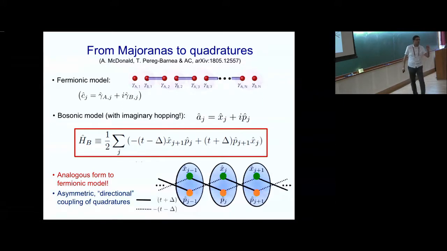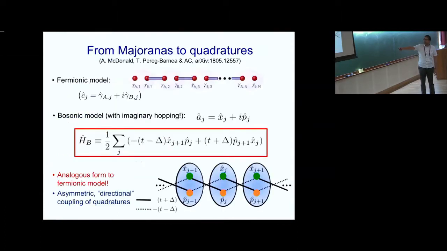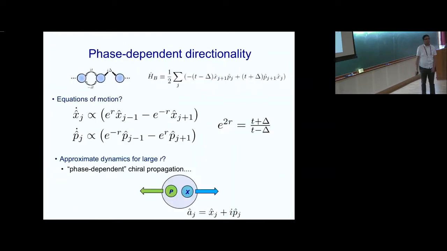And I'll take one more minute and then finish up. So again, it looks very, very similar to what you have in the fermionic case. But what are the implications of this? And the most striking implications are in terms of dynamics. So if I look at the equations of motion, again, for these quadratures, think of them as half a photon, I see X's are only coupled to X's, P's are only coupled to P's. I see equations that are sort of asymmetric spatially.